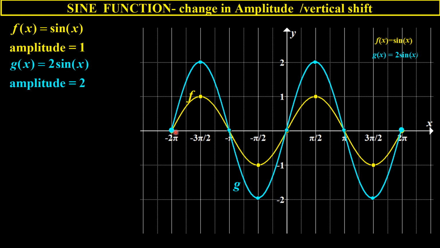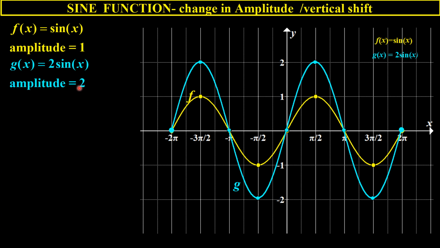So if I look at this one, you can see there's the graph, right? Still the same shape there, but it has now a different amplitude, right? So the amplitude is 2, seems to be a vertical stretch there. So there the maximum value was 1, and there the maximum value is 2. Similarly, if I should have had 3 sine x, the amplitude would be 3.